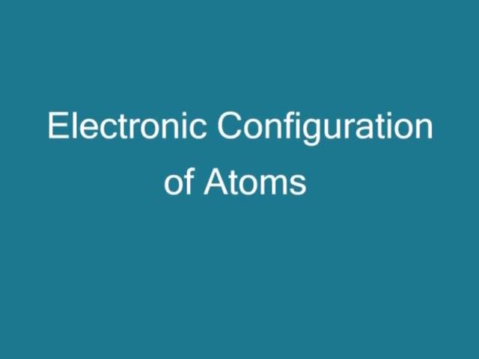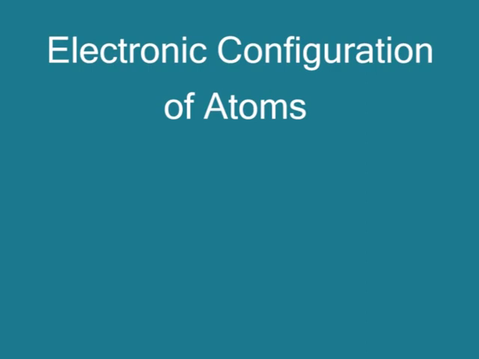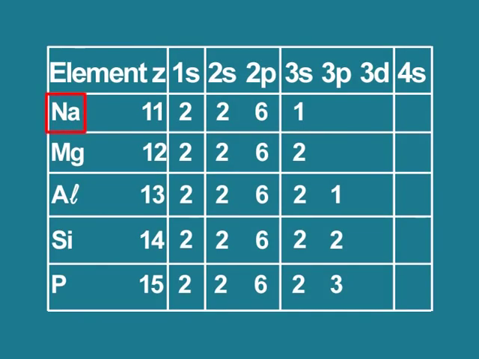Electronic configuration of different atoms can be written using the rules we have learnt. Let us start with sodium element having atomic number 11 is shown here. Its electronic configuration is 1s2, 2s2, 2p6, 3s1. Next is magnesium with atomic number 12. Its electronic configuration is 1s2, 2s2, 2p6, 3s2.